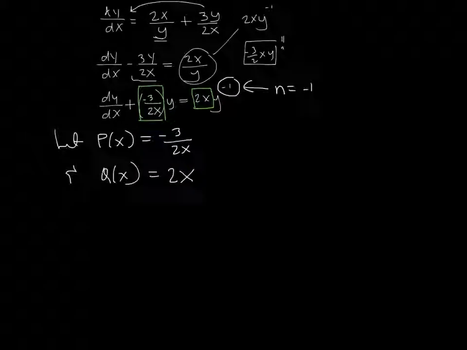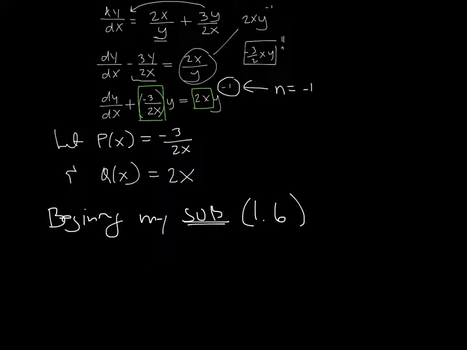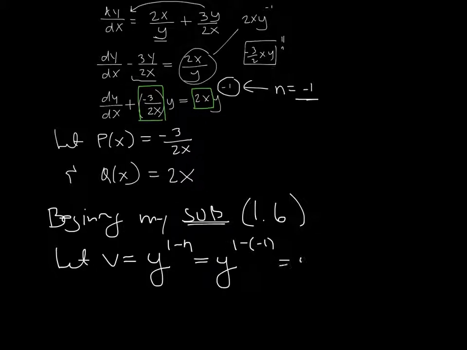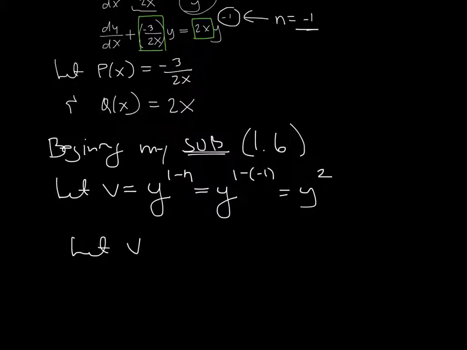So here, I'm beginning my substitution method that we are learning in 1.6. I'm going to let v be y to the 1 minus n, and you can see this in your book, this is equation 10. But what's my n? My n is negative 1, so 1 minus negative 1 is 1 plus 1, which is 2. So I'm going to let v be y squared. Okay, that's one equation.